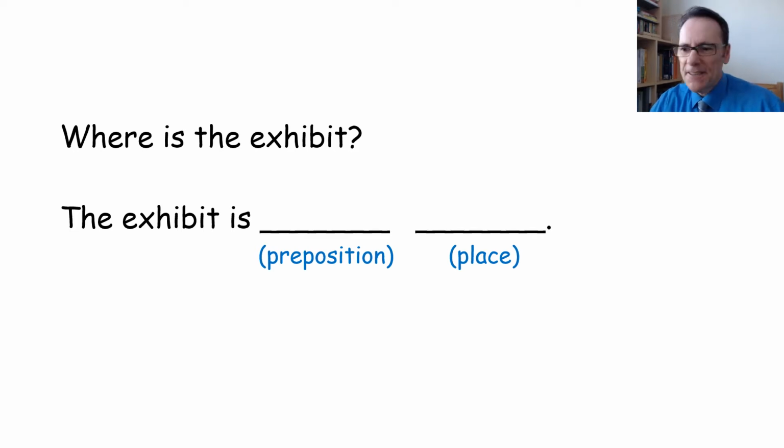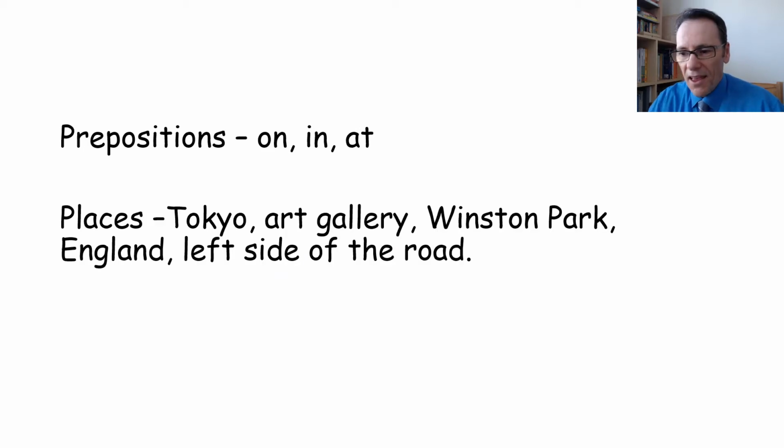Where is the exhibit? How can we answer this? Well, we can say the exhibit is blank blank, right? We need a preposition here and then a place. So what prepositions, what places? Well, we've got a choice of on, in, or at. And for example, places we could say Tokyo, Art Gallery, Winston Park, England, left side of the road, right? These are some examples. But which preposition and which place go together?